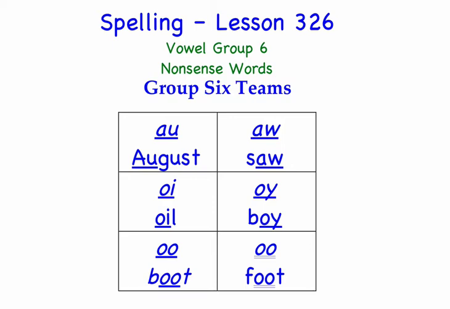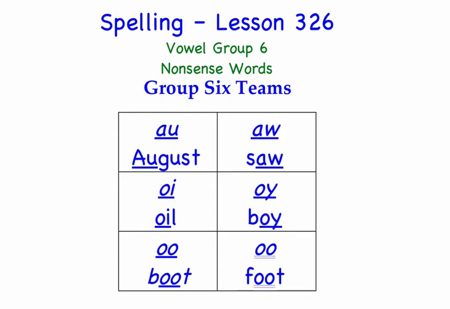Finally, we have OO. OO represents two different sounds. The primary sound is oo, as in the word boot. And why do I call it the primary sound? Because it's the sound OO makes most of the time in words. Now, if this were a vowel group 4 team, OO would join together, form a team, and the first O would represent its long sound, but it doesn't. Instead, OO represents the sound oo.